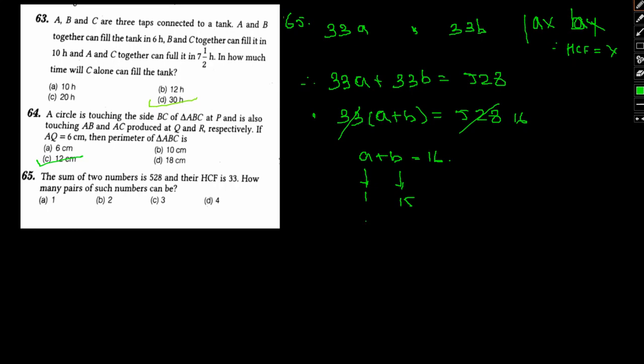Also if it is 3, we can get that as 13. Okay, subsequently another one that can be 5 and 11, and this can be 7 and 9.